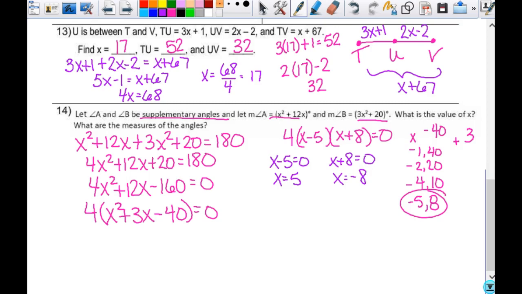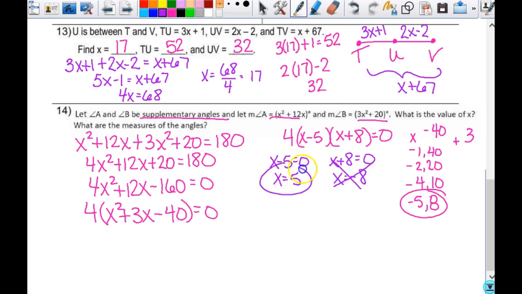Okay, and then I need to try both of these. So when I do this, the positive one's going to work, but the negative one, I still got to try it to see if it's going to work. When I put the negative 8 in here, I get negative 8 squared, that's a positive 64. But then negative 8 times 12 is a negative 96. So a positive 64 and a negative 96 is going to give me a negative angle. Remember, negative angles exist, but they're not going to happen with us right now. If you get negative angle measures right now, you're wrong. So you can't always just throw the negative one out, but it does not work here.